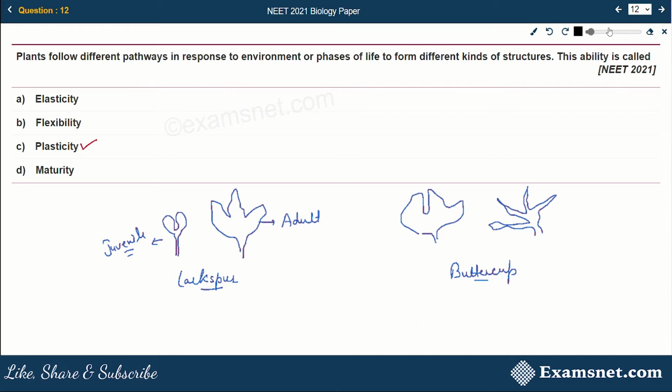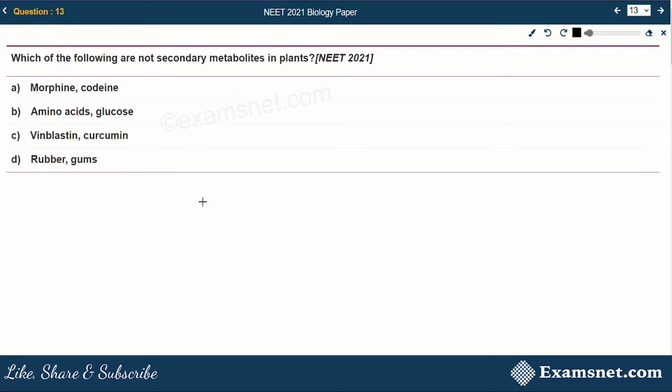Okay. Question number 13 is from the chapter Biomolecules, class 11, and the question is, which of the following are not secondary metabolites in plants? And the options are morphine, codeine, amino acids, glucose, vinblastine, curcumin, rubber, gums. So let's see what metabolites are. Metabolites are those substances which are used in the normal metabolic processes, or you can say metabolism. So these are either produced or used up during the metabolic activity.